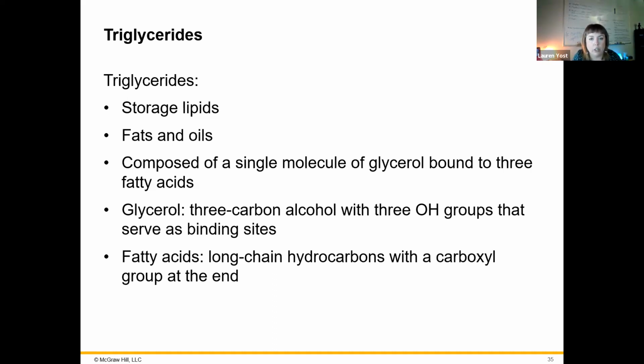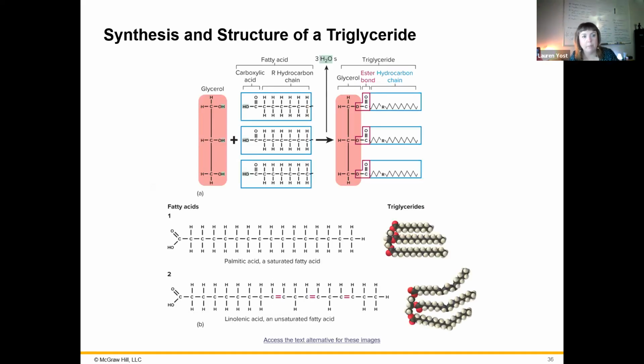So there's a lot of energy stored up within those long tails of the triglycerides. Anytime that you break a bond, it releases energy. So it stores the energy that way. This is showing the triglycerides and their different structures. So you have these ones here. These are saturated. That just means hydrogens are everywhere. There's no double bonds in the structure.